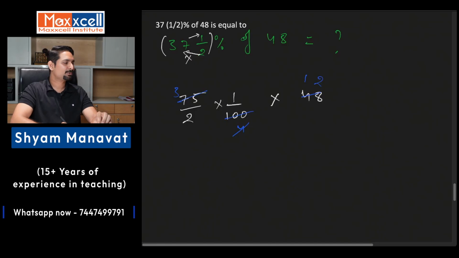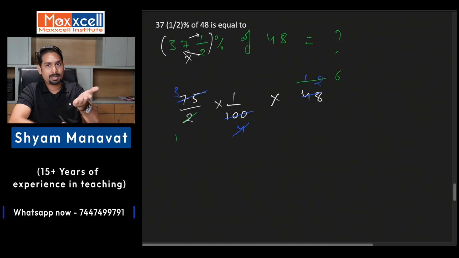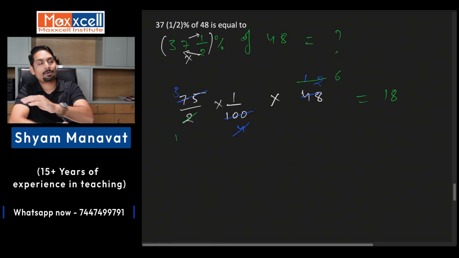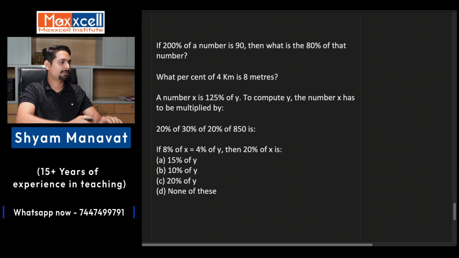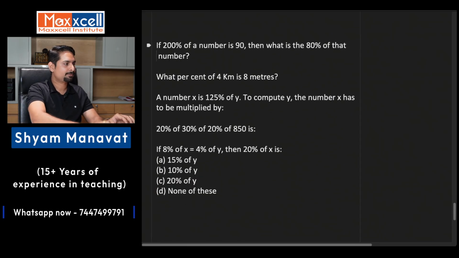Okay, cancel by 2: 2 1s are 2, 2 6s are 12, and then you have nothing in the denominator. Having 1 in the denominator is as good as having nothing; you do not write the 1 in the denominator. So 3 6s are 18. So what is 37.5%, or 37 and 1 by 2 percent, of 48? It is 18. That's the answer. I hope all of you are with me. Great. Thank you. Let's see the next part.